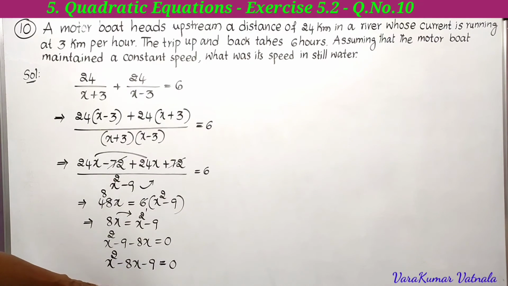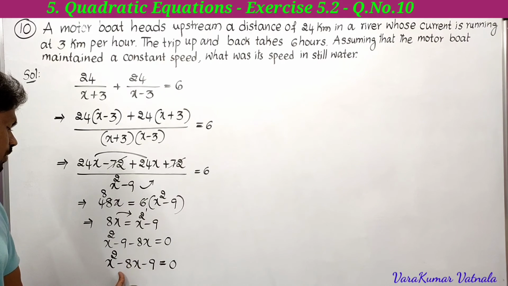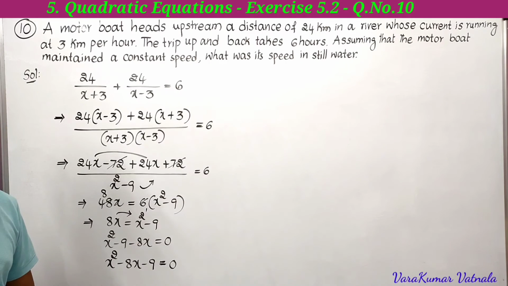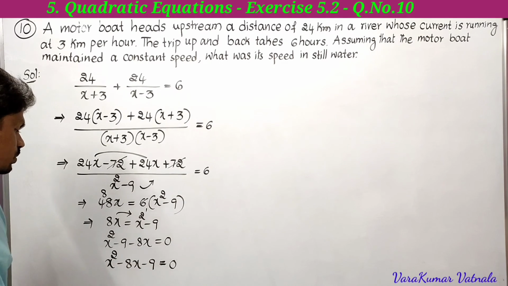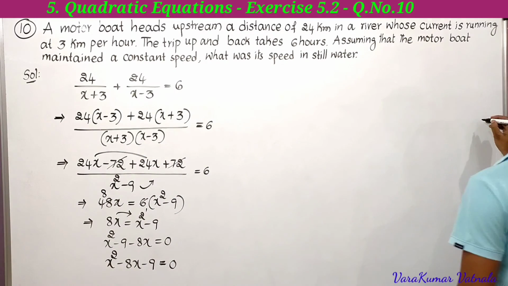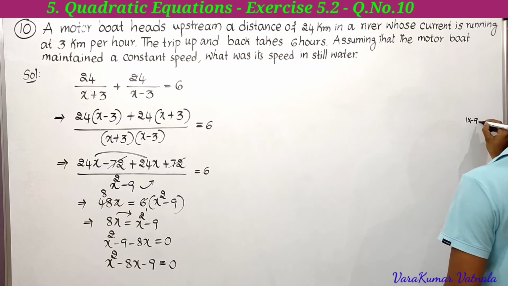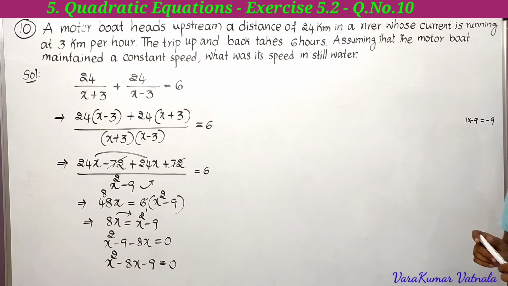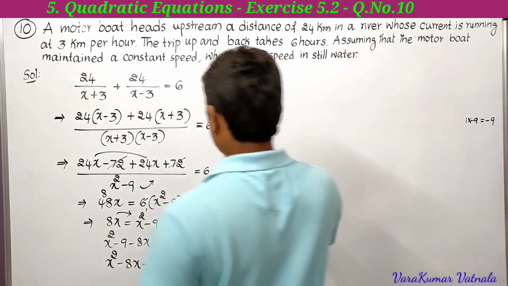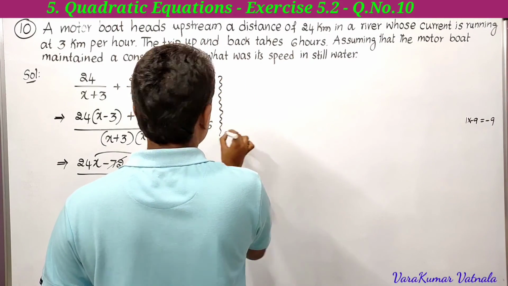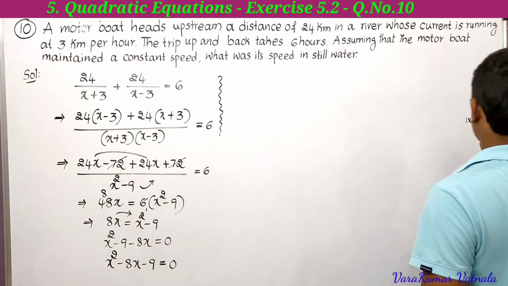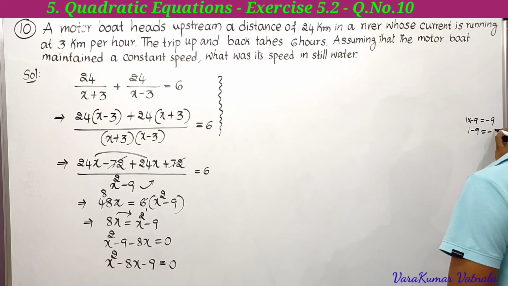Now we have to solve to get the value of x. x is nothing but the speed of the motor boat in still water. Here the coefficient of x square is 1, the coefficient of x is minus 8, and the constant is minus 9. Multiply the coefficient of x square with the constant: 1 into minus 9 equals minus 9. We have to select two factors of minus 9. These two are the factors, 1 and minus 9. See here, 1 into minus 9 is minus 9, and 1 minus 9 is minus 8.